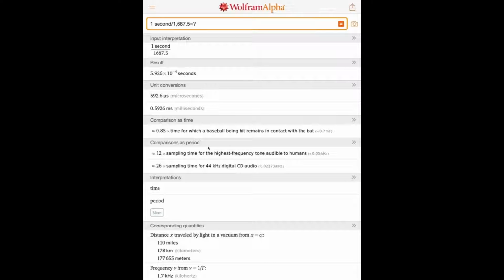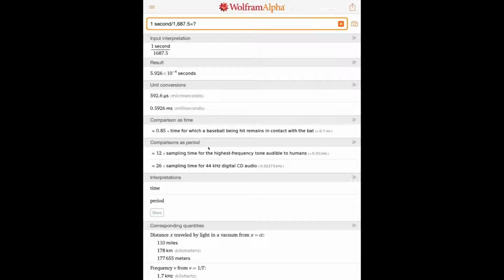5.926 times 10 to the negative 4 seconds. That's dividing the time in a certain way. Another way to look at it as microseconds is 592.6 microseconds, or 0.5926 milliseconds. And then they give you some comparisons. I don't even understand what these mean, but it's the time which a baseball being hit remains in contact with the bat, 0.7 milliseconds. So it gives you a comparison of time, how they're trying to give us an idea.